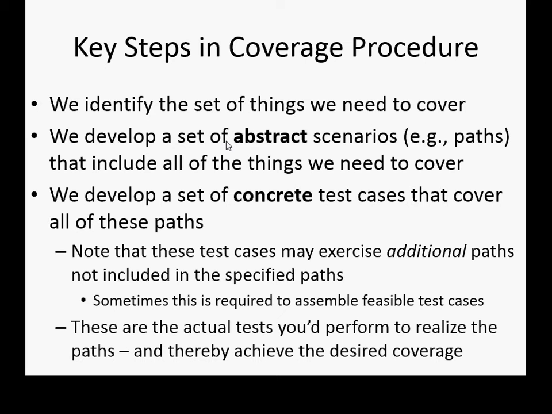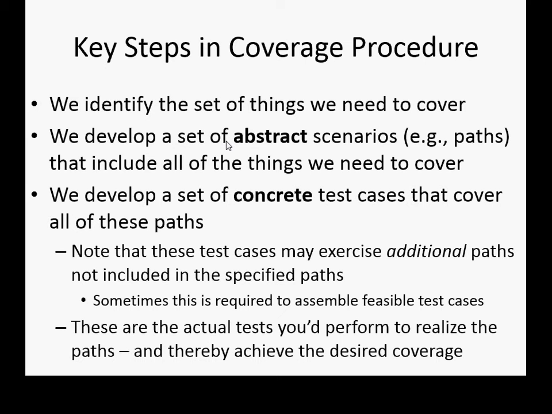Okay, so last time I characterized key steps, specific steps in coverage. What are these steps? Number one, we identify the set of things we need to cover. Let me give you a meaning of what I mean by things. I'm trying to see if you're following my transition from general comments to the specifics here. So what are the things we might need to cover? What would the things be for state-based coverage? I'm not asking a trick question.